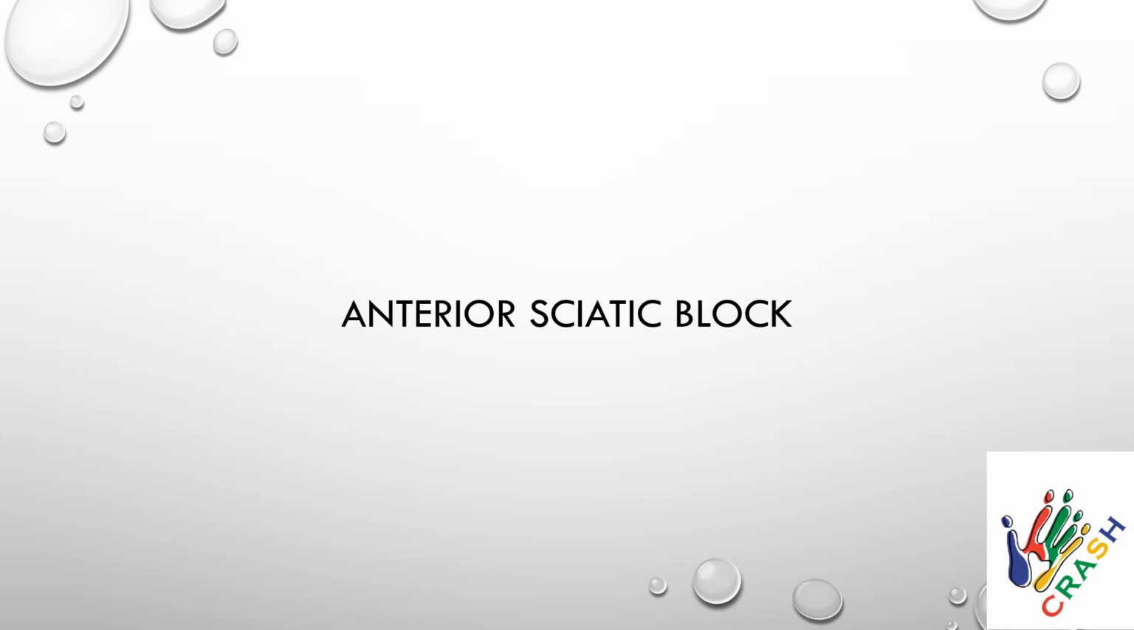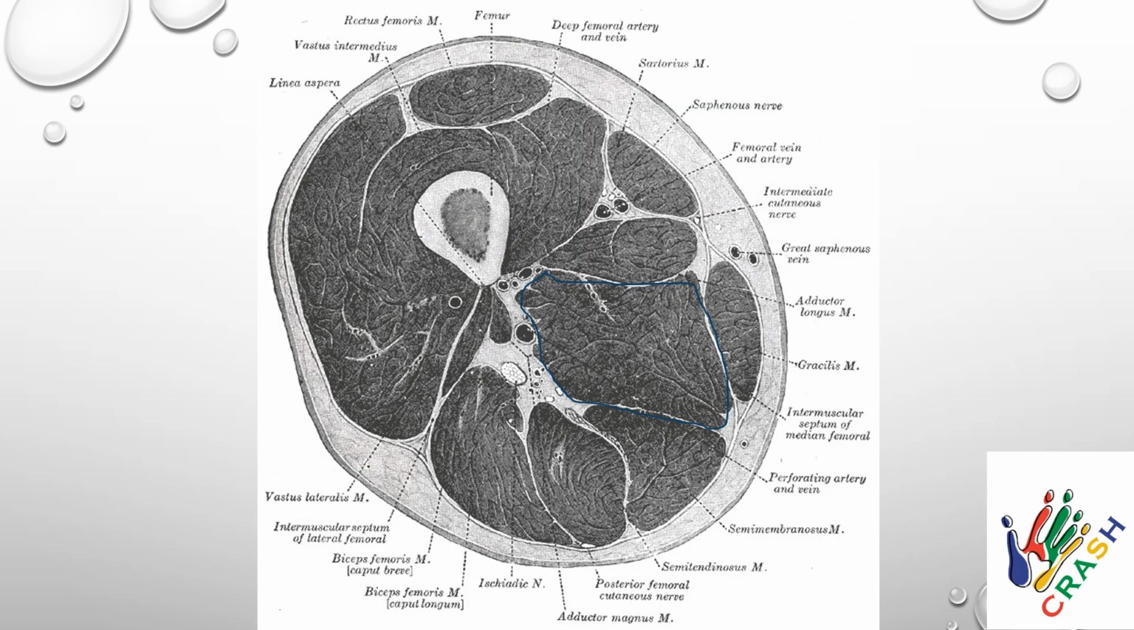The sciatic nerve can also be blocked from an anterior approach, from the front of the thigh. The anterior approach to the sciatic block is performed at the level of the proximal thigh, where you can see the sciatic nerve sandwiched between the adductor muscles and the hamstring muscles. So the sciatic nerve lies sandwiched in the intermuscular plane between these two muscles.